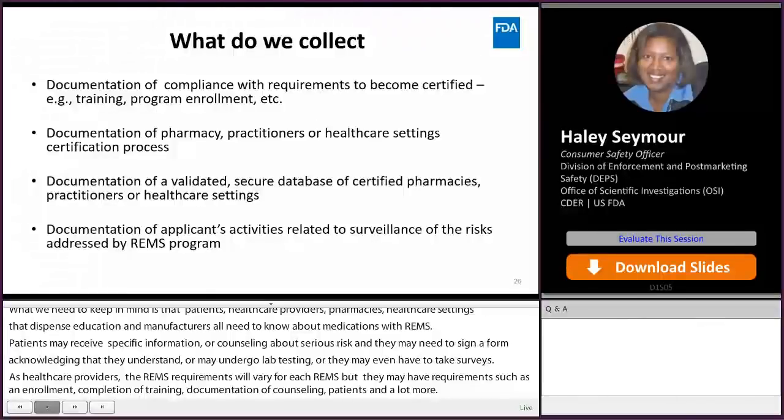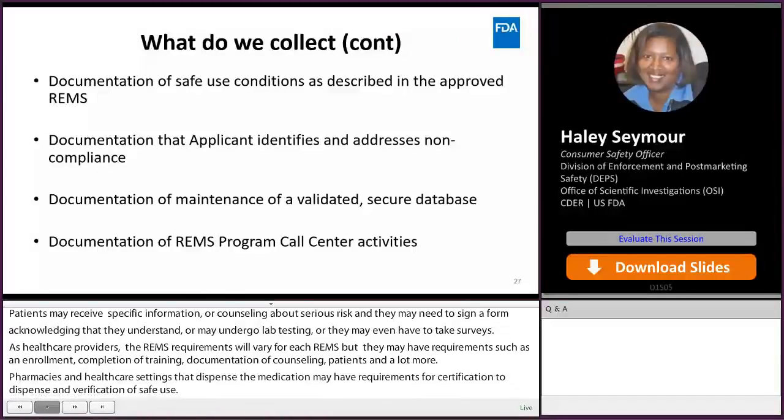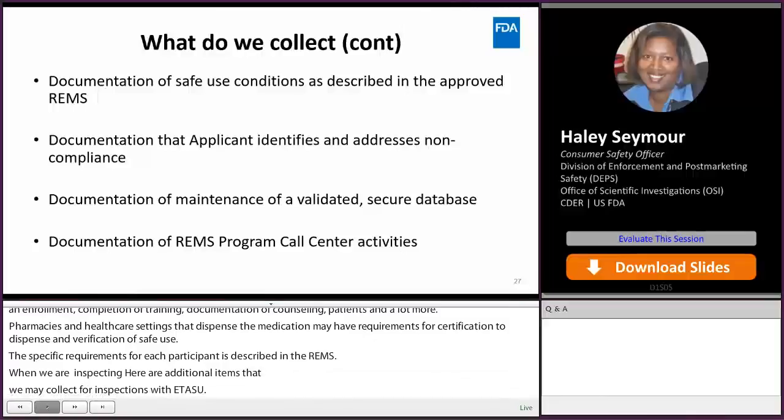When we are inspecting, here are additional items we may collect for inspections with ETASUs. We look for documentation of safe use and non-compliance and maintenance of activities to ensure the database is validated and secure. We also request documentation of any activity that is related to the REMS at the REMS program call center.